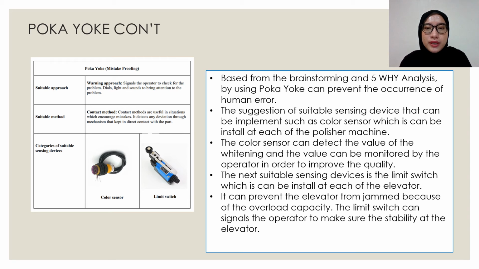The next suitable sensing device is the limit switch, which can be installed at each of the elevators. It can also prevent the elevator from jamming because of overload capacity. The limit switch can signal the operator to make sure of the stability of the elevator.